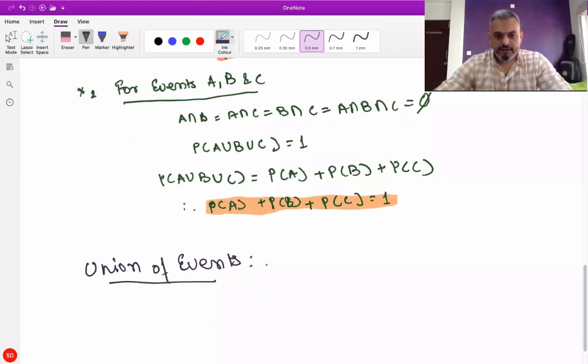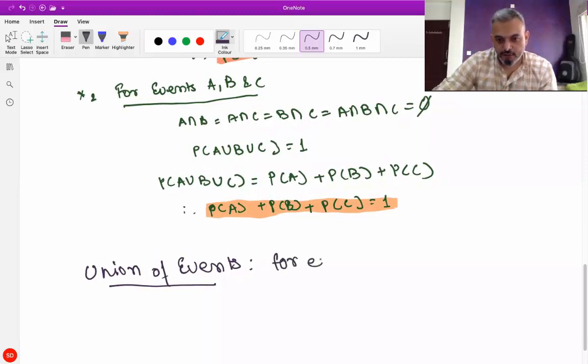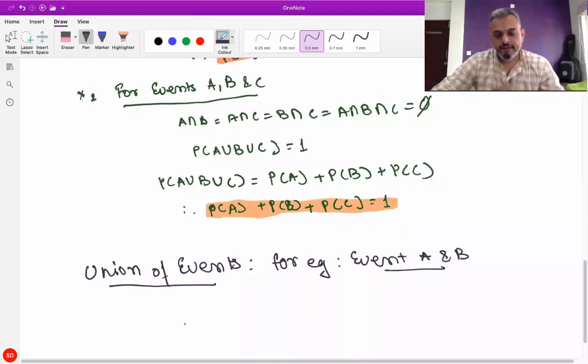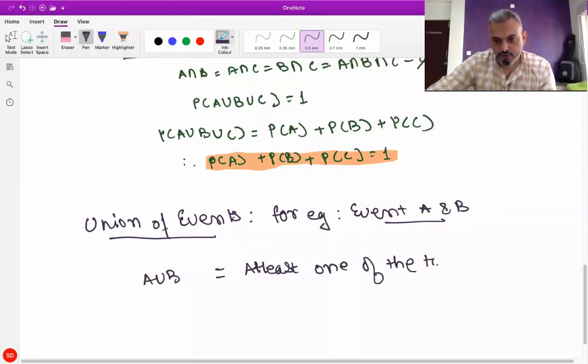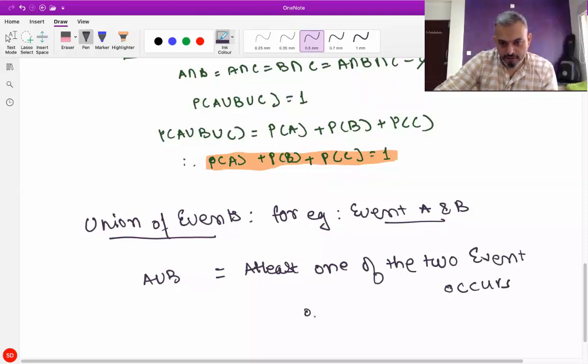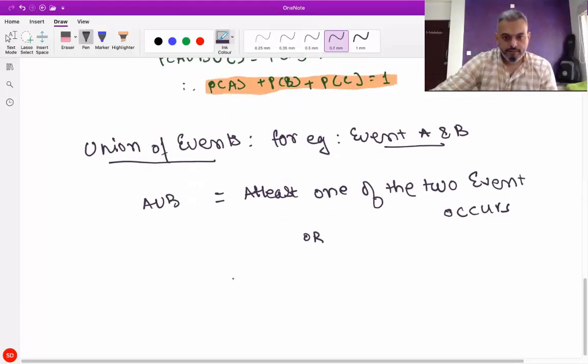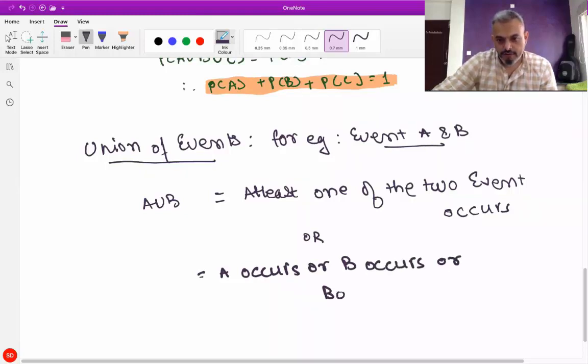So union of events we will take under the condition, for example, there are two events, event A and B. Union of events we will take when we have to find A union B. It is to be used when at least one of the two events occurs, or A occurs or B occurs, or both A and B occur.